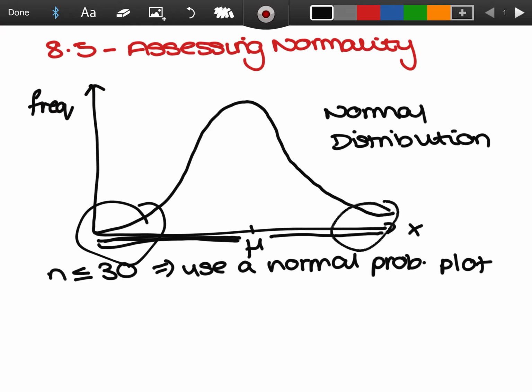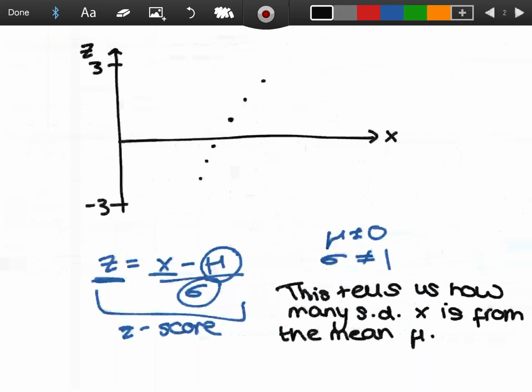I'm going to have very few data points down here and very few data points up here. So the number of data points that have a z-score of around 3 or -3 is very small. But I've got a lot more data points where x is closer to the mean. They've got a higher frequency, and they are closer to the mean. That gives me a z-score close to 0.